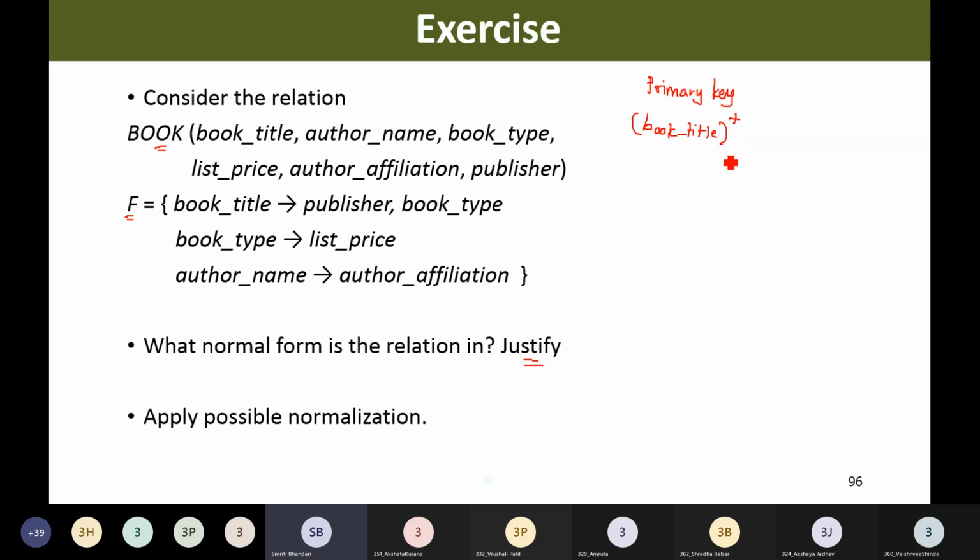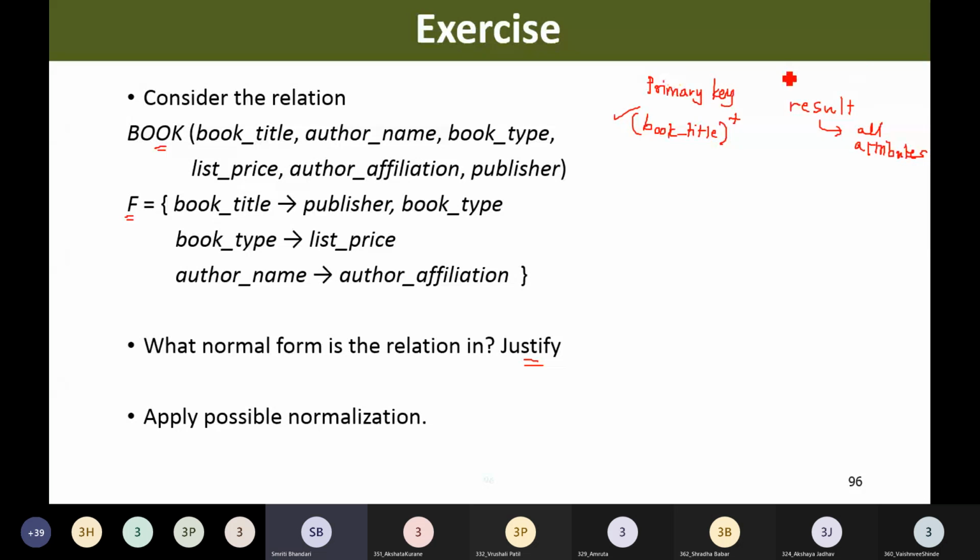If we compute closure for this book title and my result has all the attributes from the relation, then I may say that book title is my candidate super key, or that can be considered as my primary key. Right? So let us try to find out now closure for this book title. What is attribute closure for book title? We should refer to our set of functional dependencies.